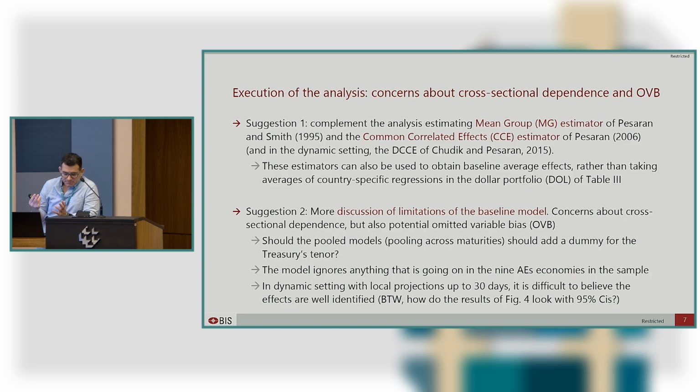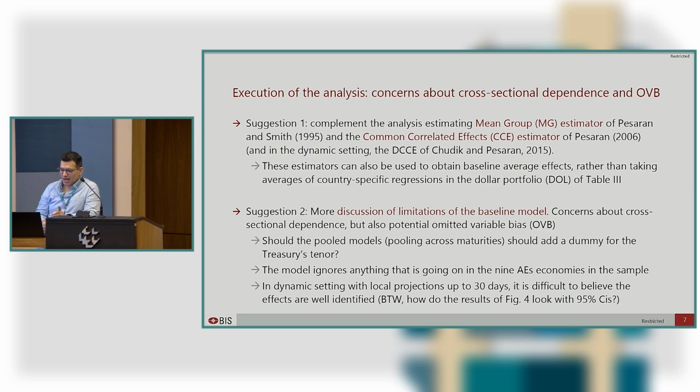So my main suggestion is that they should complement, not necessarily replace that as a baseline model, but complement the analysis, estimating other types of models that could be the mean group estimator of Pesaran and Smith, or the common correlated effects estimator of Pesaran. They also have these local projection regressions that go to 30 days ahead. Again, there are some models like the dynamic common correlated effects that can be used to estimate those effects.